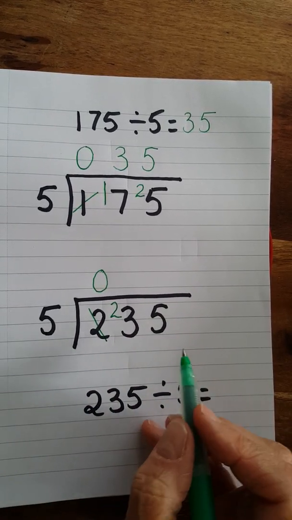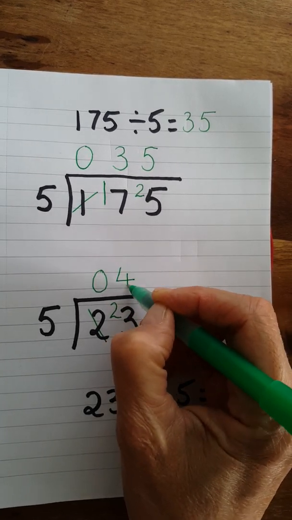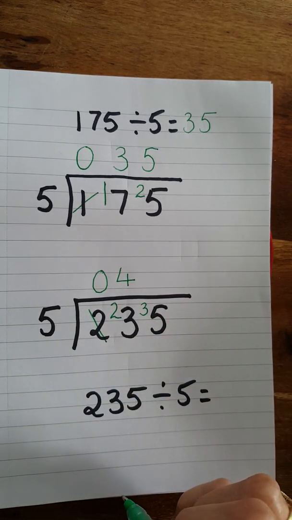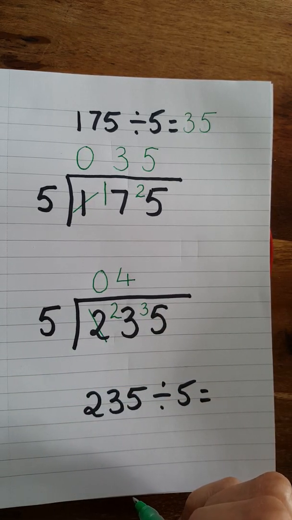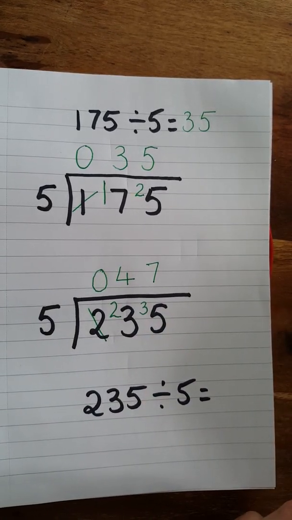How many 5s in 23? Well, that is 4. And then we've got 3 left over. And how many 5s in 35? Well, that is 7. So the answer is 47.